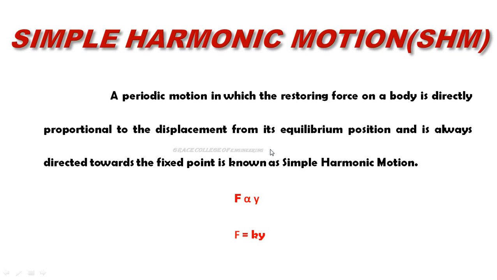Next one, simple harmonic motion. A periodic motion in which the restoring force on a body is directly proportional to the displacement from its equilibrium position, that we used to call simple harmonic motion. That is, restoring force F is directly proportional to displacement Y. When we remove the proportionality, we put a constant. That constant is called the spring constant or force constant. So F is equal to Ky.